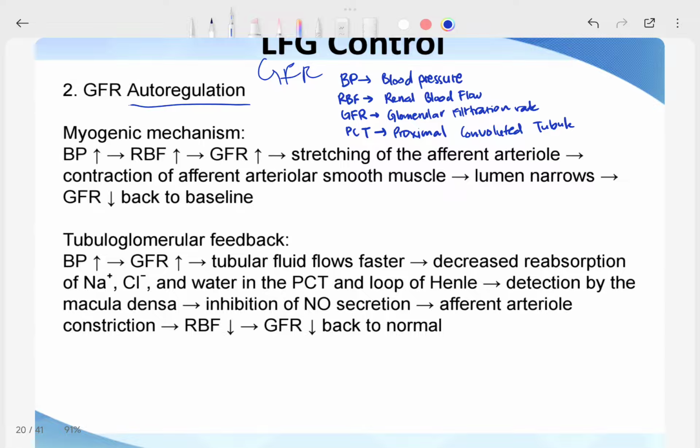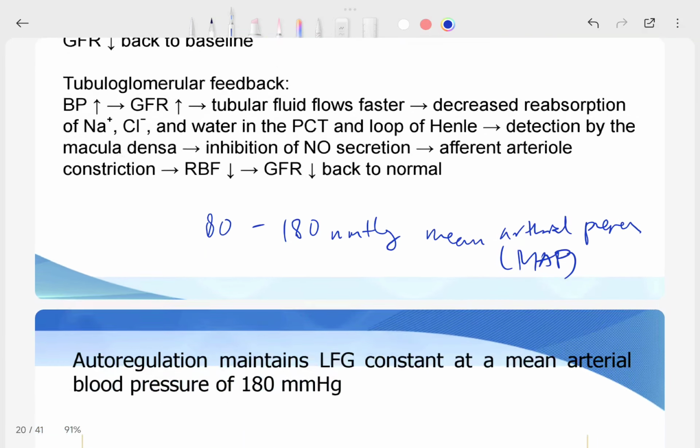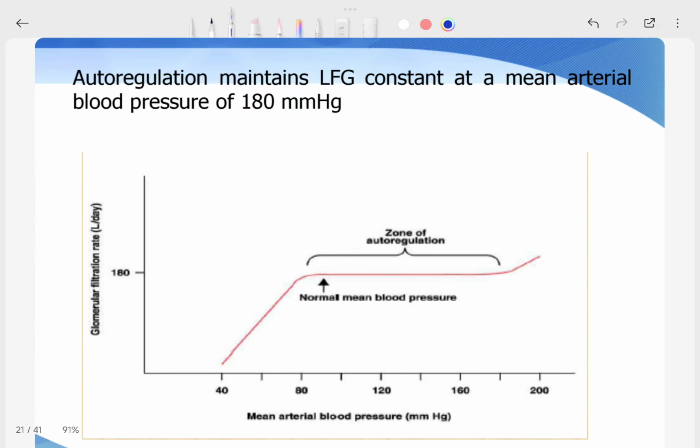And it's very important to know that autoregulation works between 80 and 180 millimeters of mercury mean arterial pressure, or MAP. You can see this one. They also have put this one.